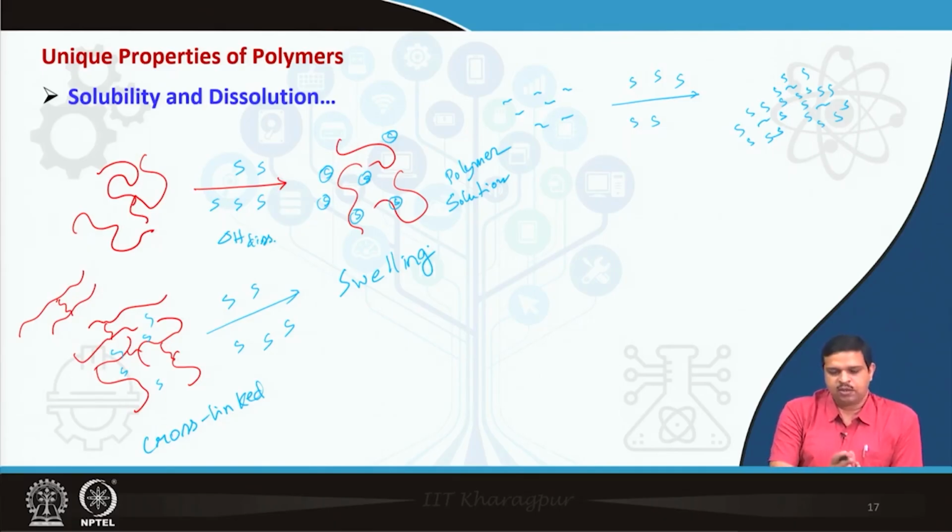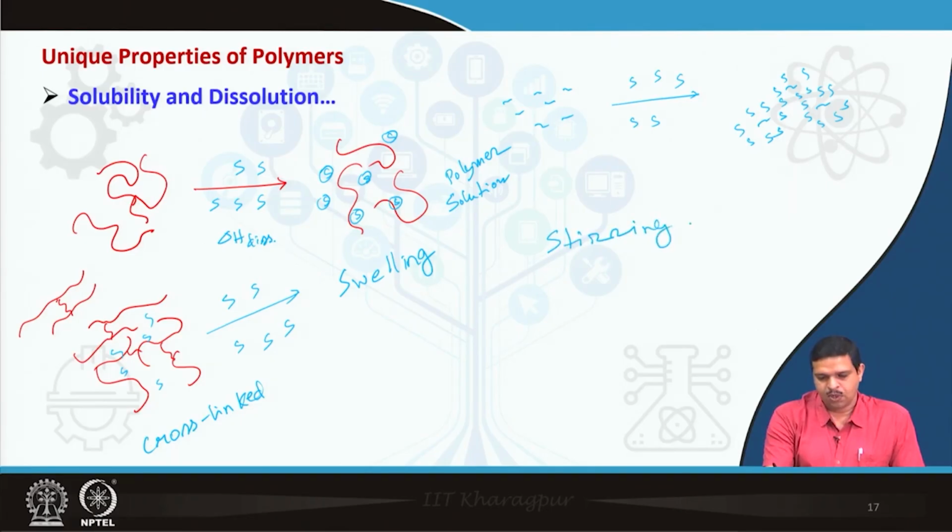So, sometimes you also need to stir, sometimes you need to warm or heat it a little bit, sometimes you have to do sonication, because the solvent molecules need to penetrate the entanglement environment of the polymer. However, this kind of problem is not there for the small molecules.